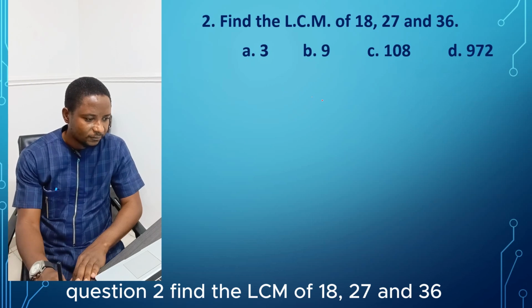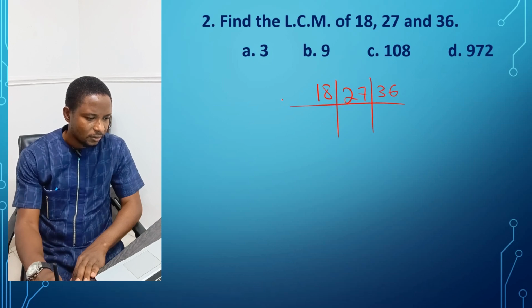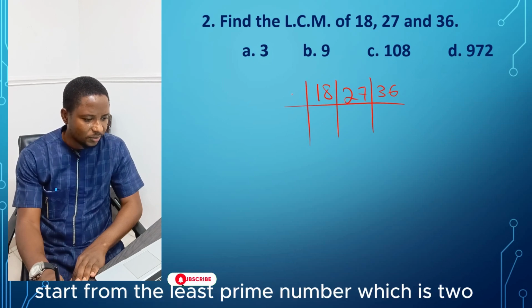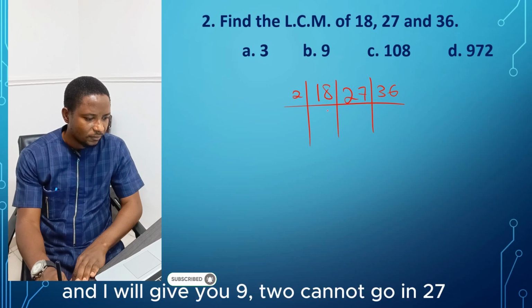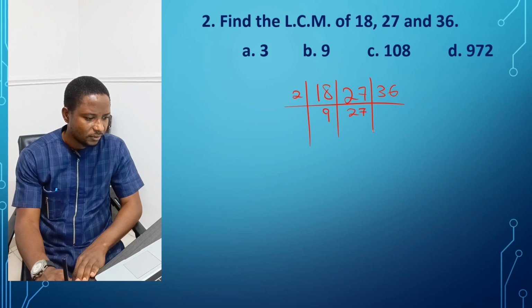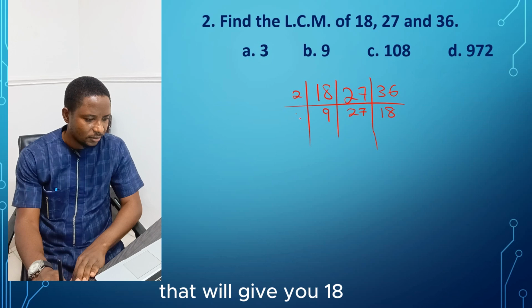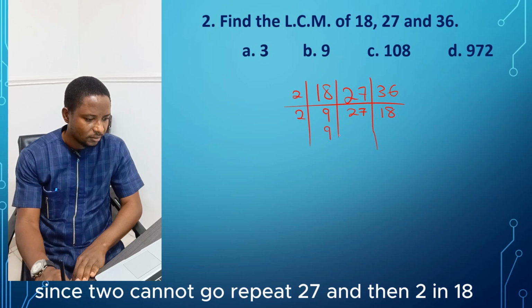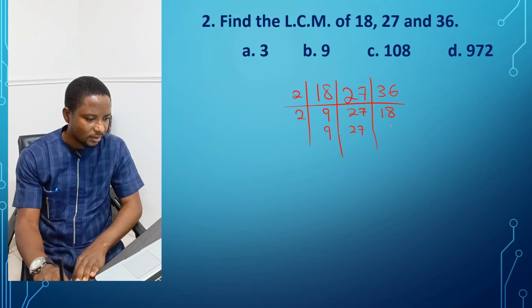Find the LCM of 18, 27, and 36. Start from the least prime number, which is 2. 2 in 18 will give you 9. 2 cannot go in 27, so you repeat 27. 2 in 36 will give you 18. 2 can still go: repeat 9, since 2 cannot go, repeat 27, and then 2 in 18 is 9. Now 2 cannot go, so you step up to the next prime number, which is 3.